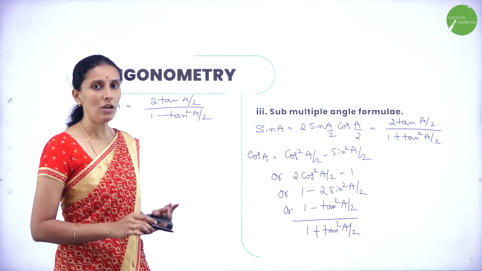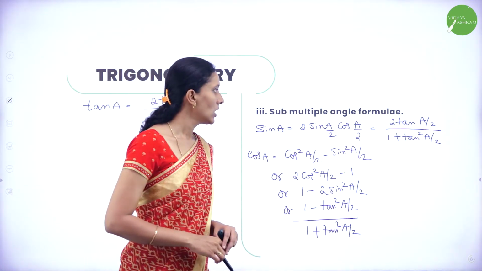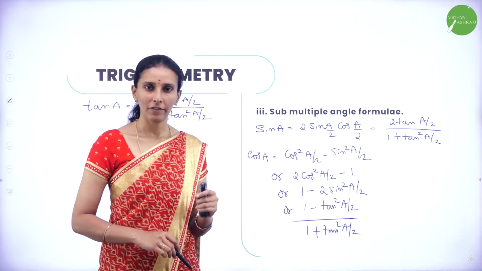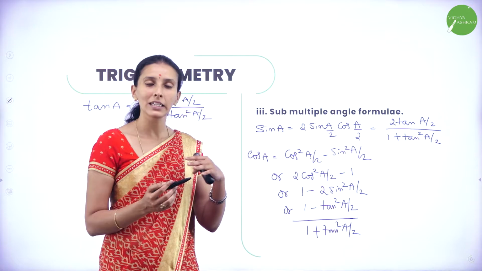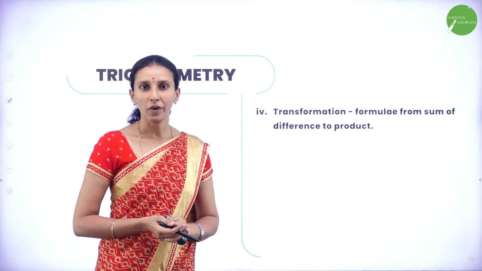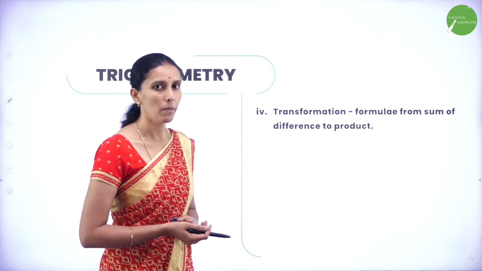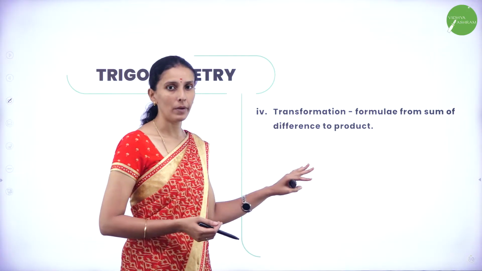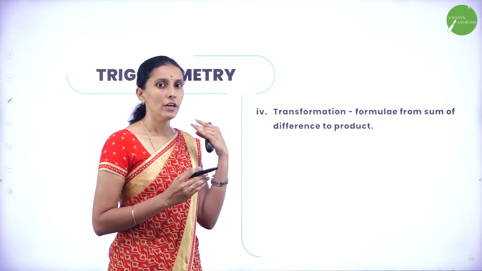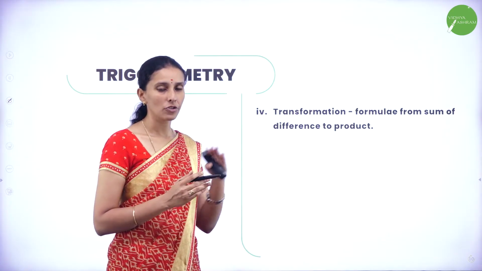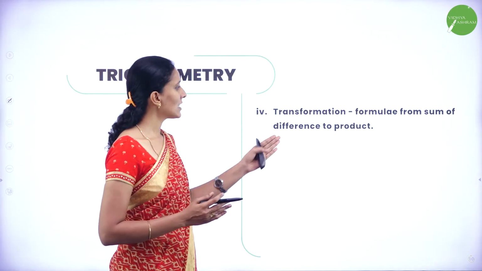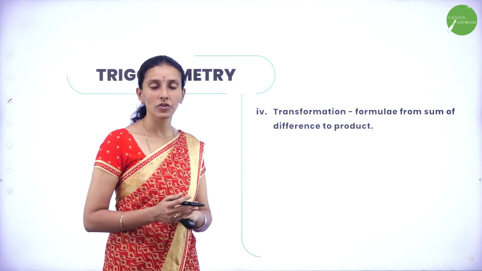So, these are the formulas to find the submultiple angles of sine, cos and tan functions, where the other functions can be taken as reciprocals of these functions. Along with these formulas, we have one important set of formulas, that is transformation formulas. Here we have two types: the sum of the functions to the product of the functions, and the product of the functions to the sum of the functions. First, let us see sum or difference to product.